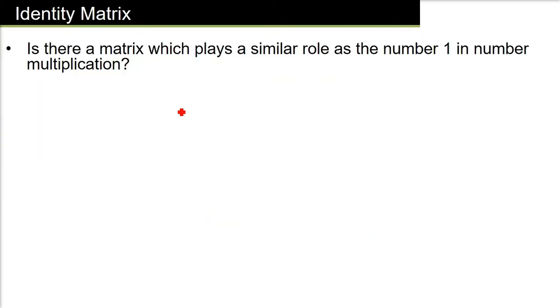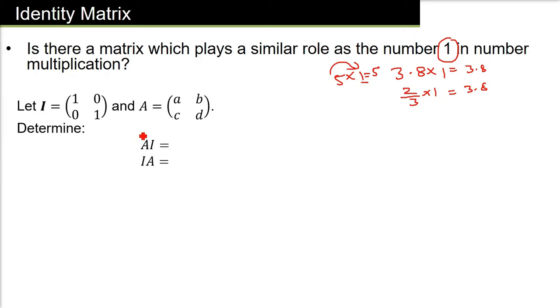What we were discussing in identity matrix is, in mathematics, as I said, do we have any number with a corresponding equivalent in matrix algebra? If I multiply 3.8 with 1, we get 3.8. If I multiply 2 by 3 into 1, I get 2 by 3. If I multiply 5 by 1, we get 5. So the actual number comes back. Is there an equivalent in matrices? Yes, and that is called the identity matrix. Whichever matrix you multiply by this identity matrix, that matrix will come back. It will not be changed.